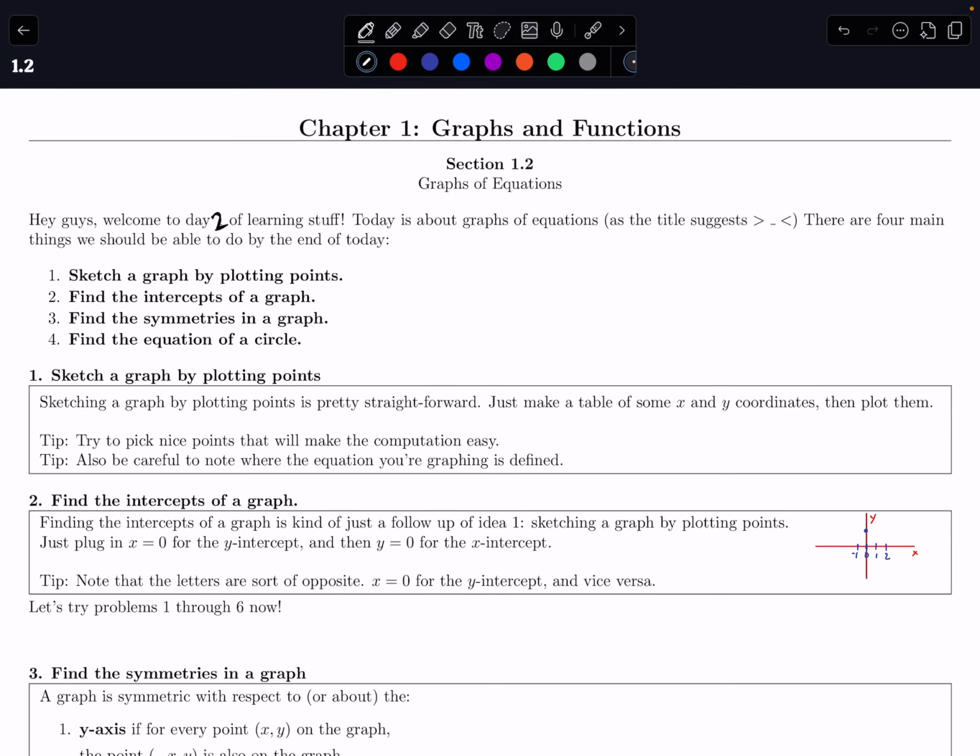This is section 1.2 we're covering today, which is about graphs of equations. So there are 4 things we should learn how to do by the end of today. Number 1, sketch a graph by plotting points. Number 2, find intercepts of a graph. And these 2 topics are going to be the topic of this first video we're shooting right now. And then the third topic is to find symmetries in a graph. There's 3 types of symmetries that we'll look at. And then lastly, how to find the equation of a circle, and then also how to see important points within that equation if you wanted to graph it.